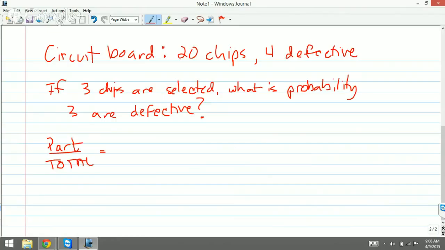Okay, remember we have the part out of the total, right? This is just a probability problem. But how do we figure out? We're picking 3 chips that are defective. That's the part, correct? But what part of the 20 is that? We have to use a combination or a permutation here.